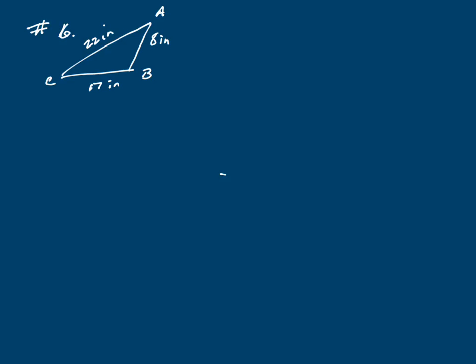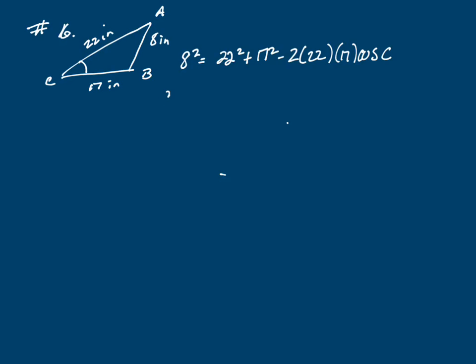Number 16 has us solve the triangle and round everything to the nearest tenth. So we're given all three sides, and we need to be able to find an angle. So we're going to start with angle C. I'm going to use the law of cosines, which would say 8 squared would be equal to 22 squared plus 17 squared minus 2 times 22 times 17 times the cosine of C.